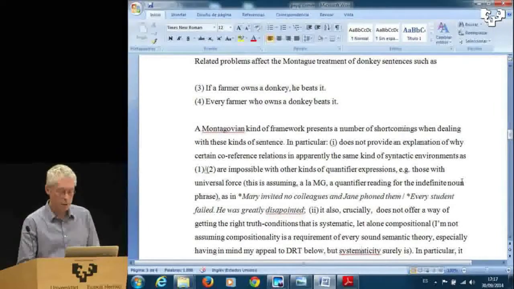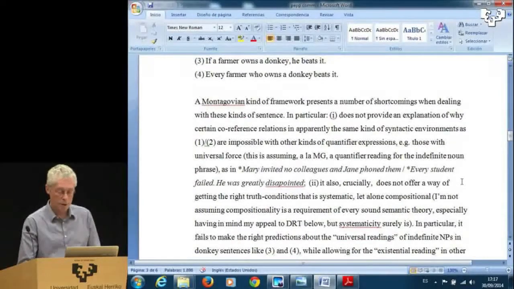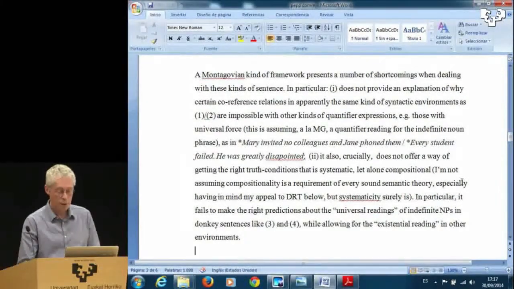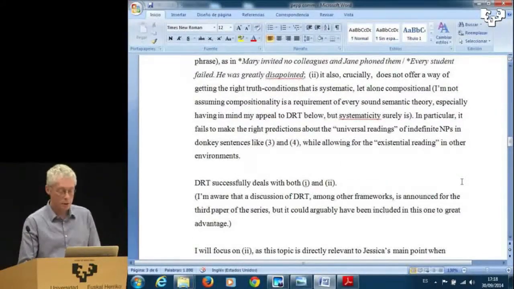I'm not assuming compositionality is a requirement of every sound semantic theory, especially having in mind my appeal to DRT below, but systematicity surely is. In particular, it fails to make the right predictions about the universal readings of indefinite NPs in donkey sentences like 3 and 4, while allowing for the existential reading in other environments. DRT successfully deals with both 1 and 2.